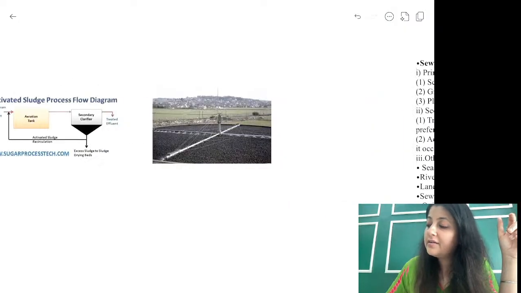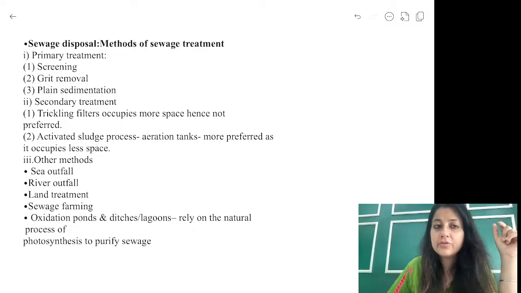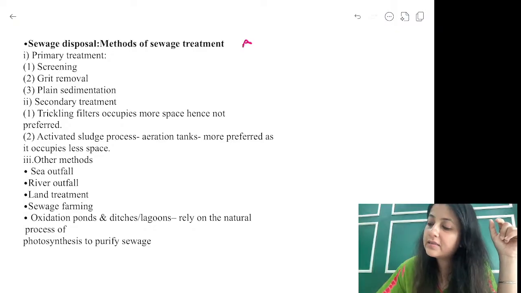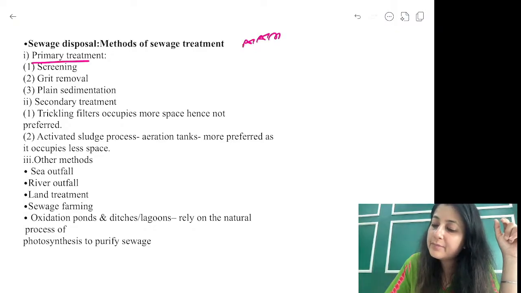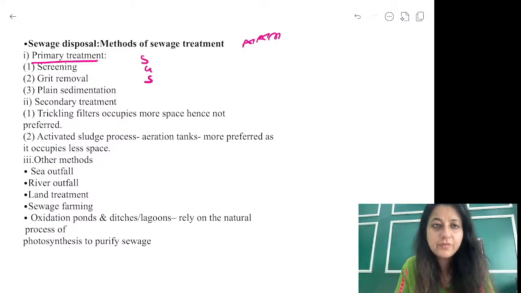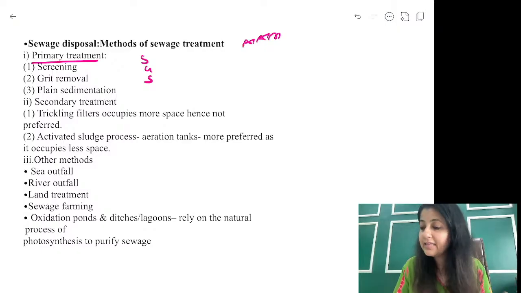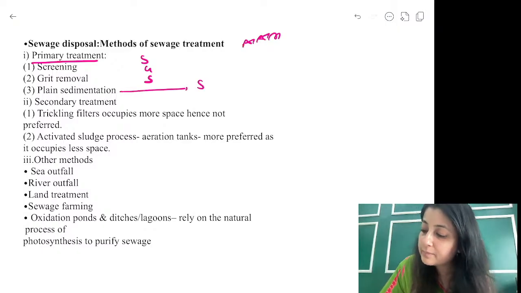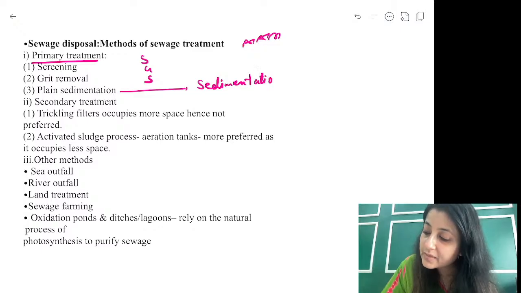So let me just revise with you one slide first. Can you see this slide, everybody? This is a 3-star slide. Primary treatment of sewage: screening, bigger particles removed, then grit removal, then sedimentation. The question comes, in sedimentation tanks, what is the process happening?